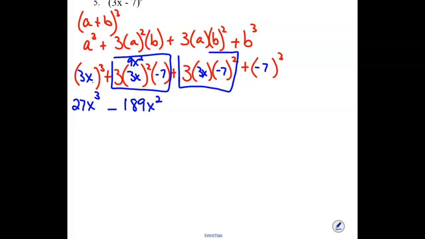Our next term, again, powers first, so -7 squared would turn into a 49. Now we're going to take 3 times 3x times 49. We should get 441x. And our last piece, we're cubing a -7. That turns into -343. All right, so for today, you guys are going to be doing the review packet, the first half of it, questions 1 through 43.